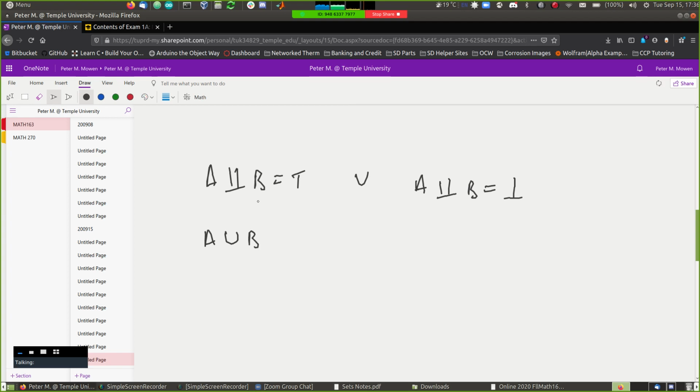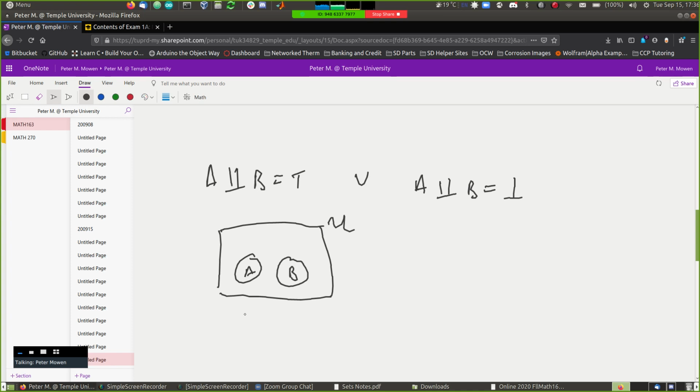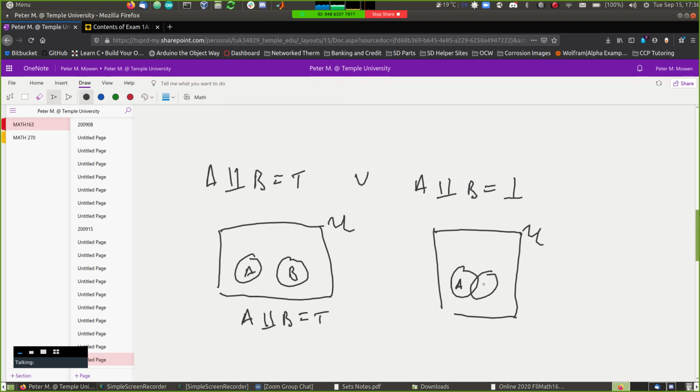If our A and B are defined as above, if we did A union B, actually let me back up to talk about what that is. Disjoint sets are sets that don't overlap. If this is A and this is B and this is our universe, that would be true. Those would be disjoint sets. But if we had something like this, where they overlapped, this would be false.